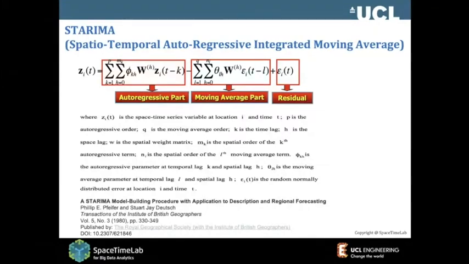So what it's showing is two parts. One part is called the autoregressive part. That's the part related to your historical observations. Moving average means the error part, and this is the lag-based residual, okay?